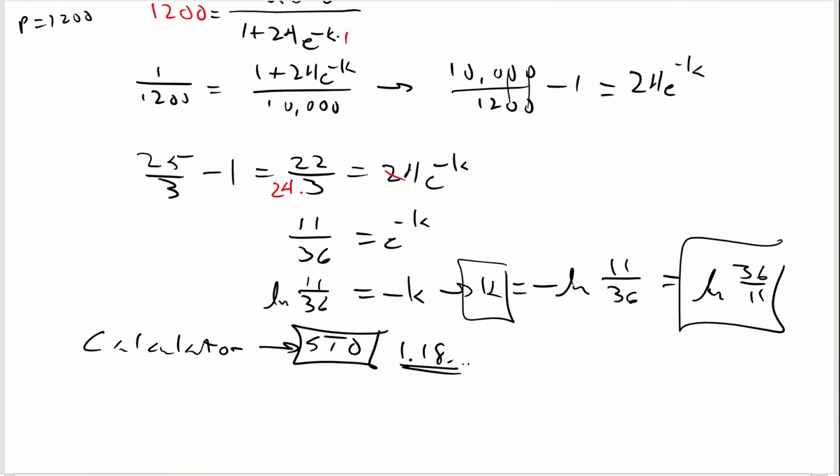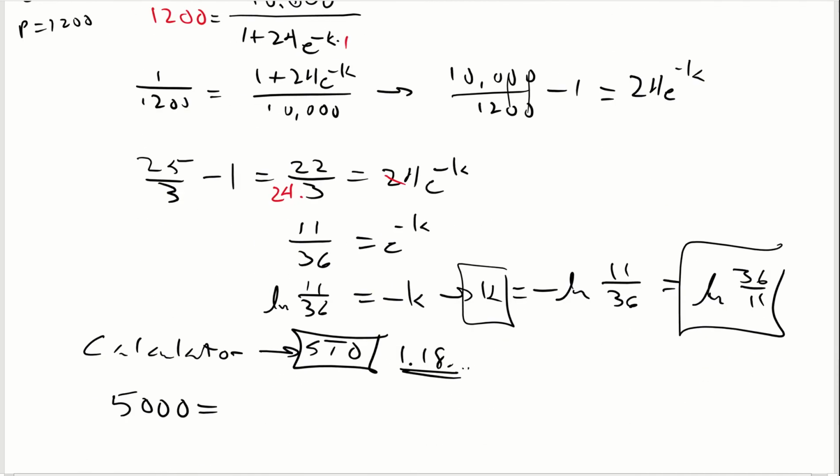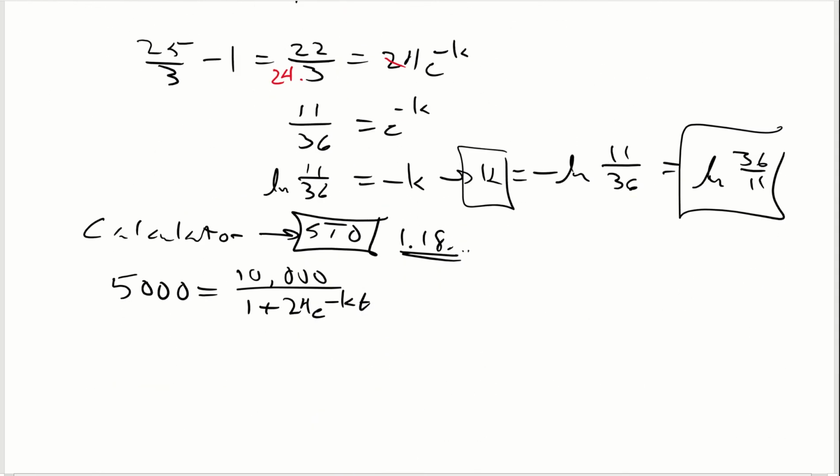So we're going to force t to be something. We're going to make P equal 5,000. We're going to plug in 5,000 into this equation. So we have 10,000, and it's going to be another solved problem, over 1 plus 24e to the minus kt. But now we know what k is, right? We know what k is. All right, so flipping it over, 1 over 5,000, we're on our way here, basically.